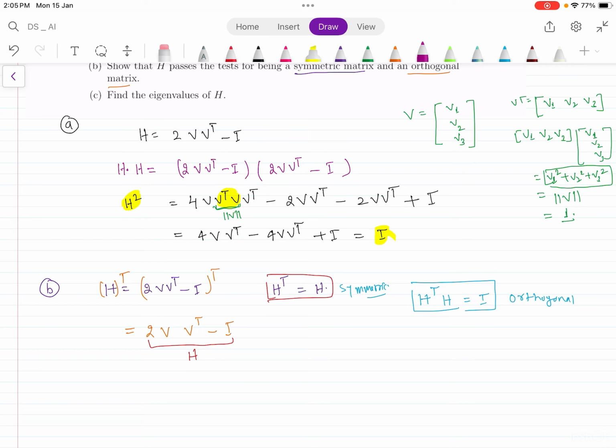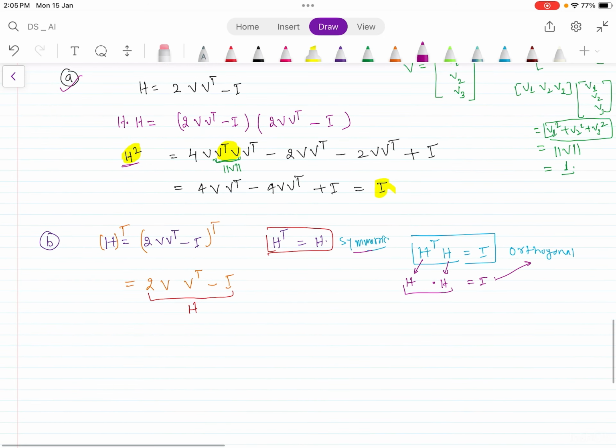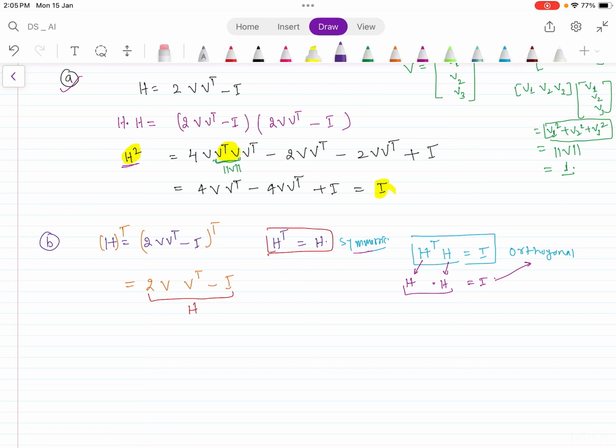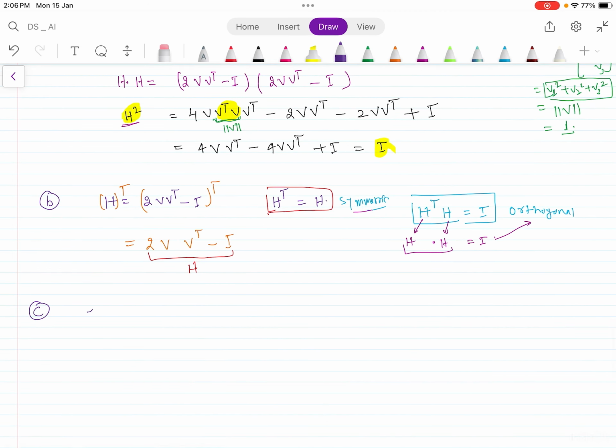So you see that this H transpose is again H, and this is H, right? In part 1 we proved that H square is nothing but the identity matrix. So we can say that this H is a symmetric and orthogonal matrix. Now part C, we have to find the eigenvalues of H.